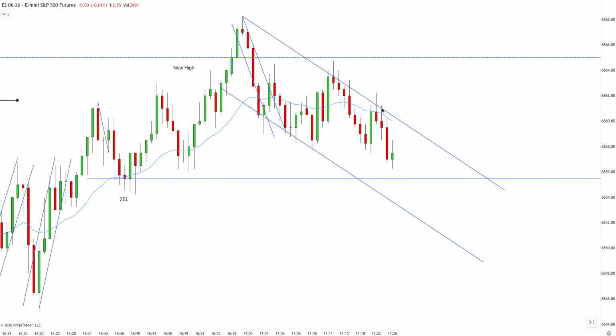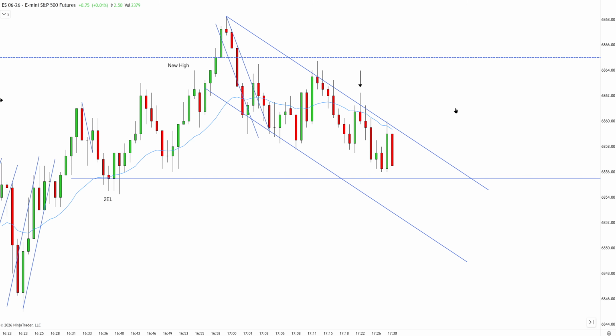This setup right here is a failed second entry long, kind of confirming two key entry points. A more advanced trader can consider it, but overall it's just better to be patient because you just hit a new high. Let's wait. What is the next market cycle?